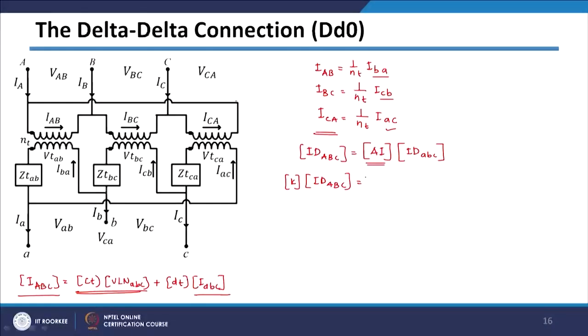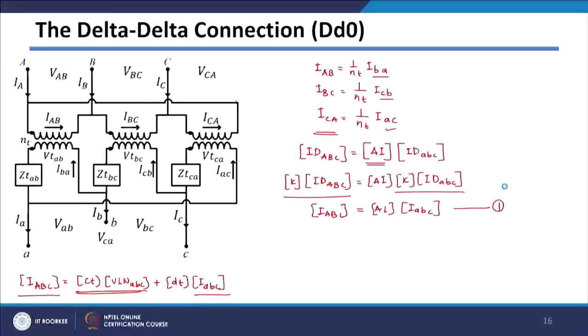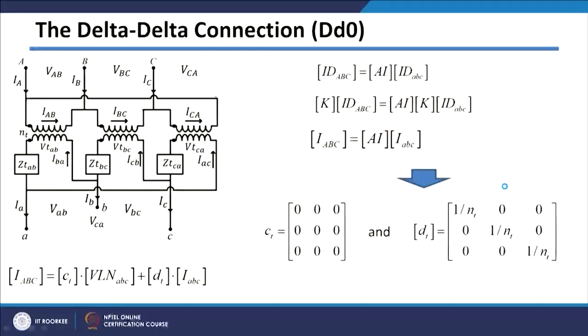So, instead of writing it in first, I can write this as second matrix. So, K multiplied by I_DBC is nothing but I_ABC, which will be equal to A_I multiplied by, this is also I small abc. So, let us take this expression on next slide. We have got this expression here, I_ABC, which is equal to A_I multiplied by I_abc.